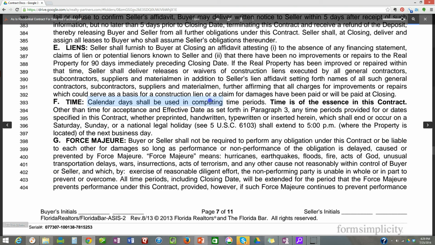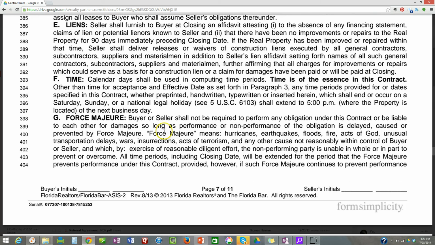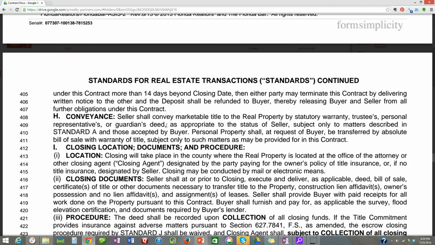Time, very important. Calendar days. So the 15 days, we're looking at 2 weeks and 1 day if that is the inspection period. Many times on, let's say, REO transactions, your inspection period will be cut down to 7 days or 10 days. So you just have to be really super on top of these things, especially the local lien searches and so forth. And you want to work with a title company that will jump on that and take care of that for you.